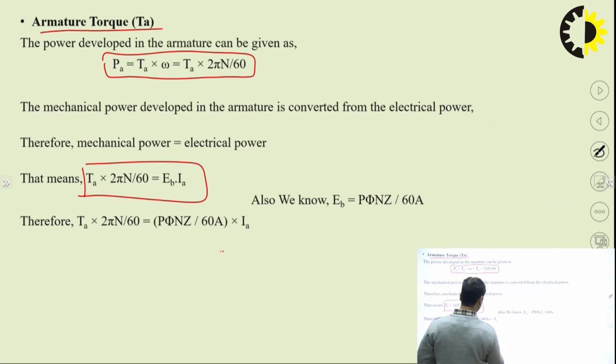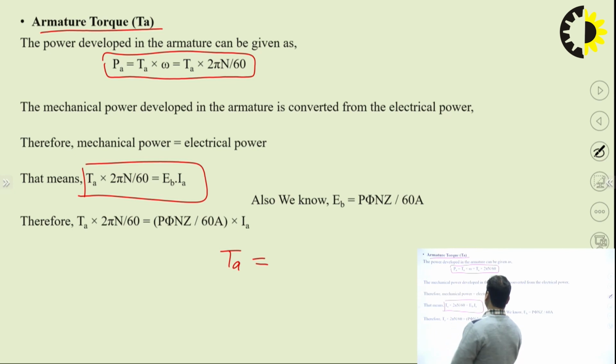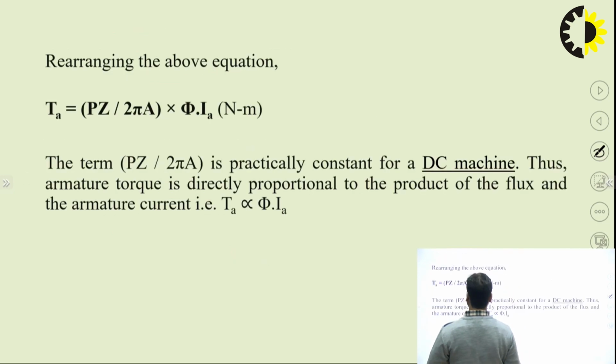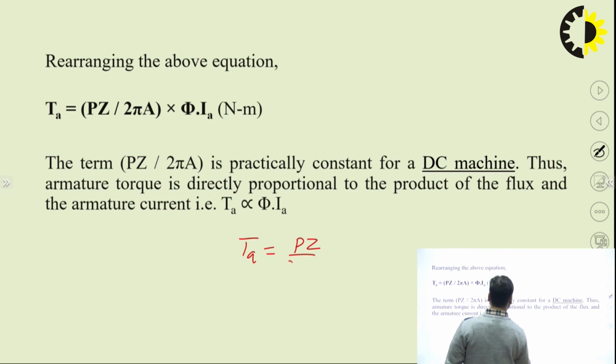So this torque, armature torque rather, is equal to phi Z n upon 60 into P upon A into 1 upon 2 pi n. So you can cancel out n from both, and you can also cancel out this 60. What remains is the armature torque equal to P into Z upon 2 pi A into phi into Ia Newton meter.